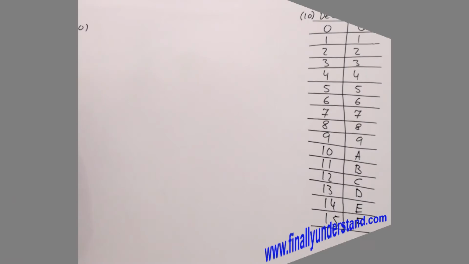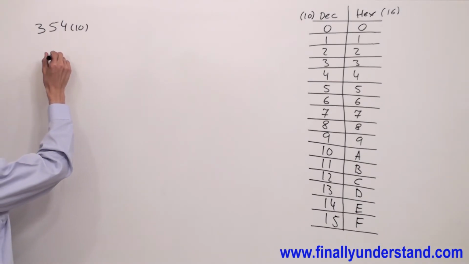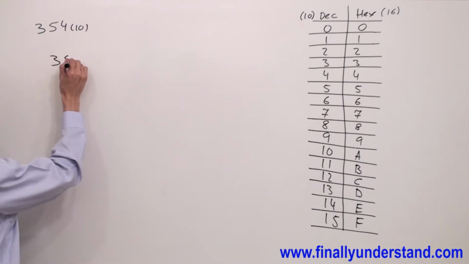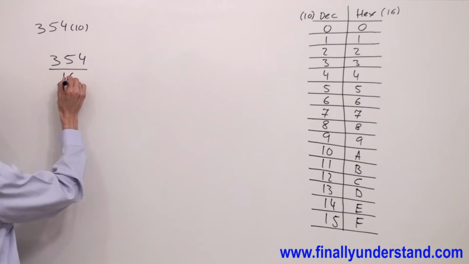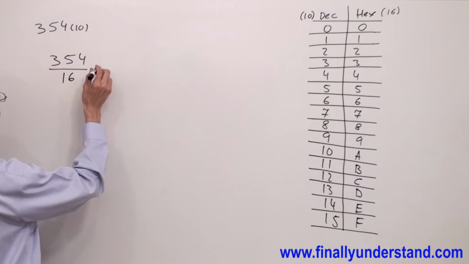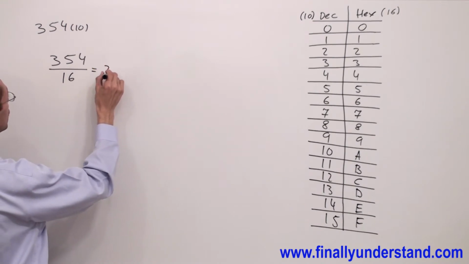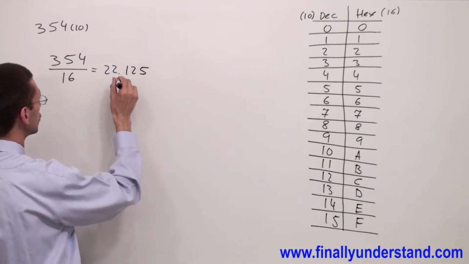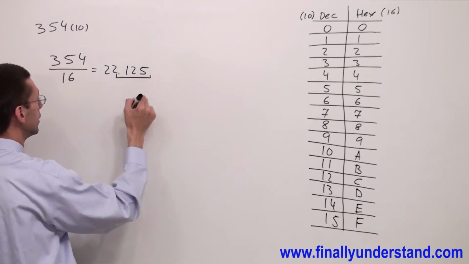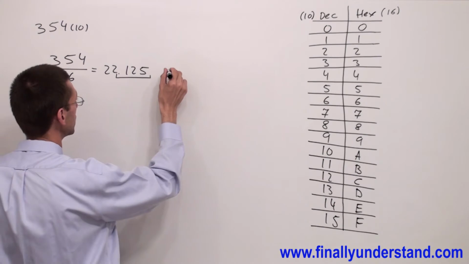Let's take a look at this example. Again, we are going to divide this number by 16. I have 354 divided by 16. This is equal to 22.125. Next, you're supposed to take the decimal part of this number and multiply by 16.